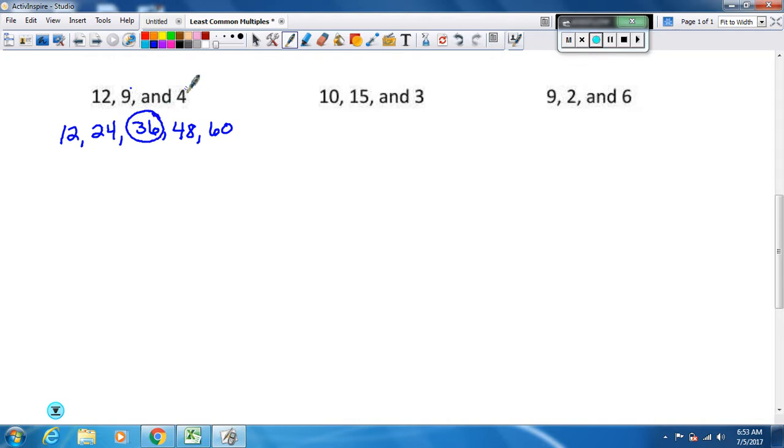So then you look at the 4. 36 divided by 4, yes, you can do that. So since you can do 36 divided by all these numbers, and it's the smallest one that divides into it, that is your LCM.